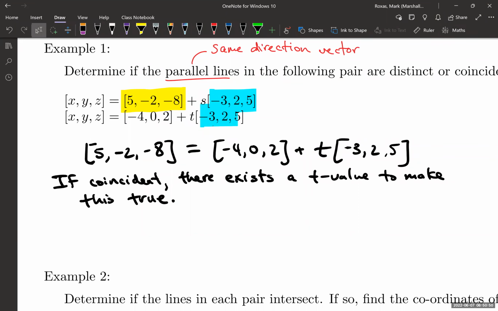So really the solution to this to figure out if this works is to take out the parametric equations. So I want to write this as parametric equations. 5 equals -4 minus 3t.